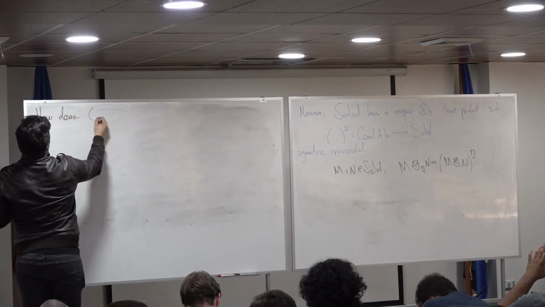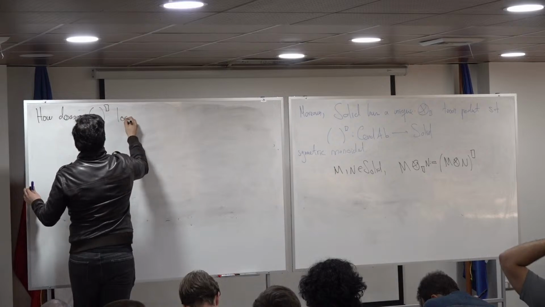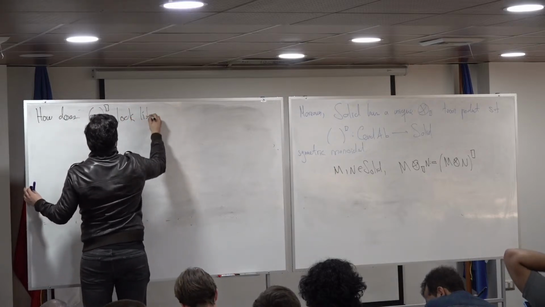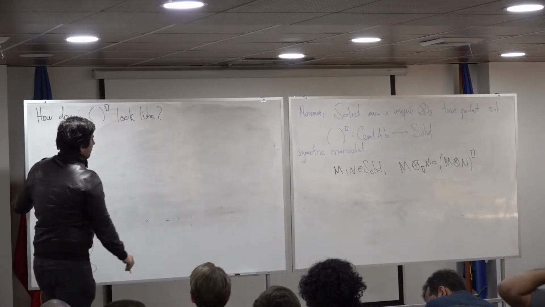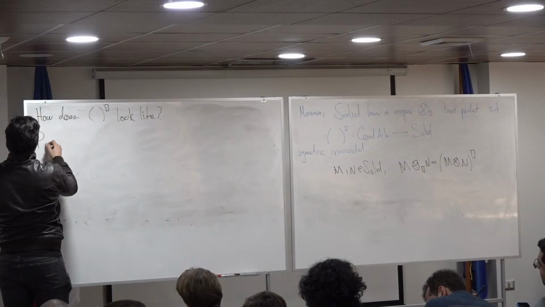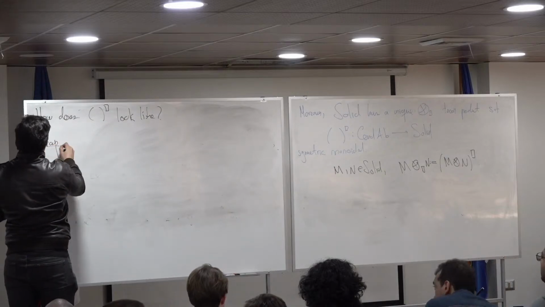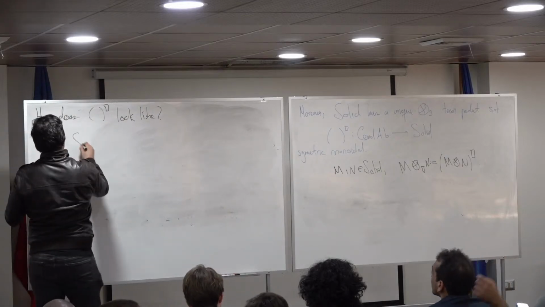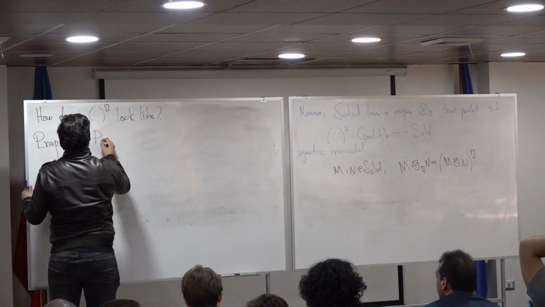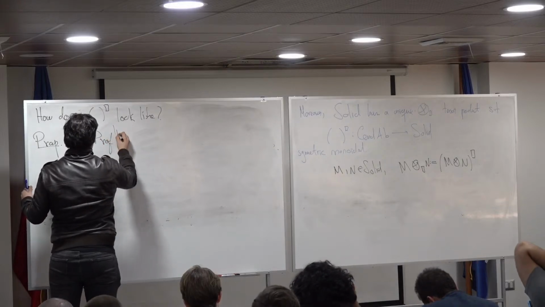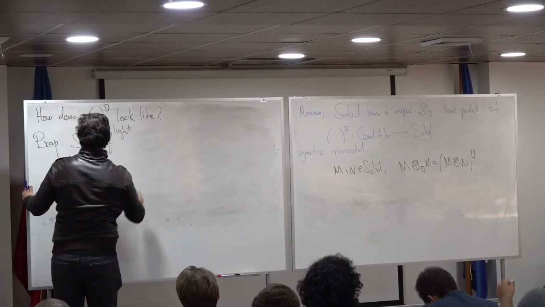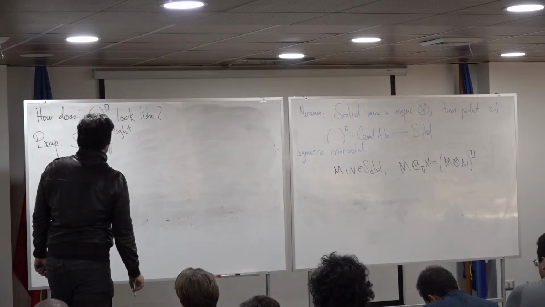How does this thing look like? So this will follow from some proposition saying that if S is some kind of light profinite set, and maybe for this one, let me stress the word light here. Otherwise, I think that could be some problems.